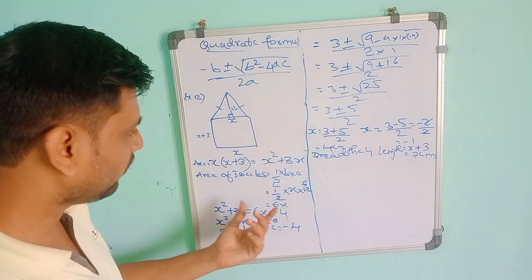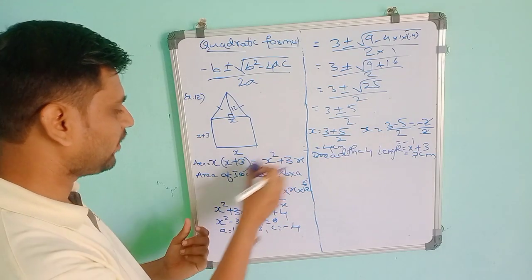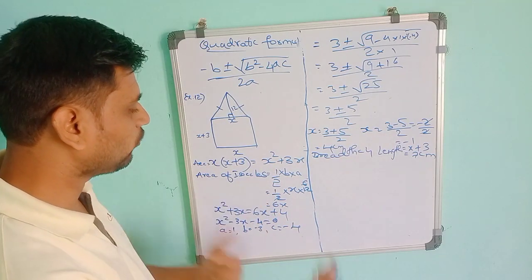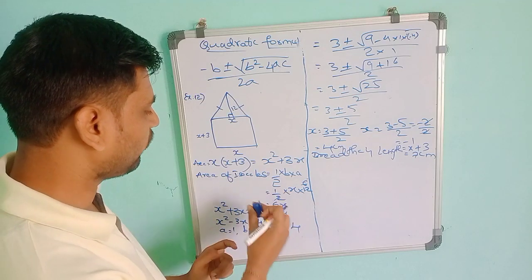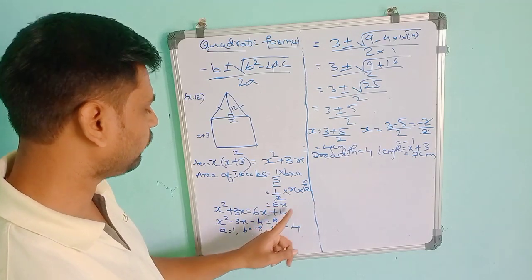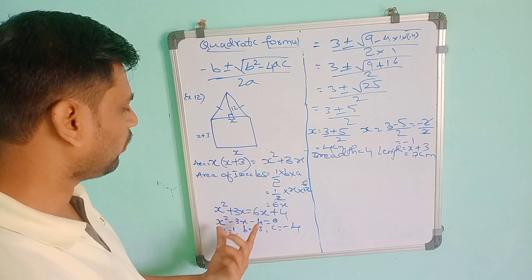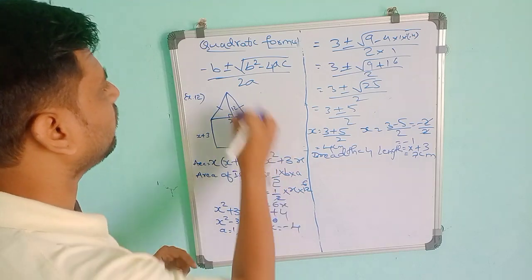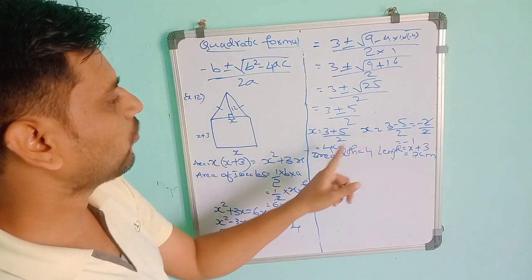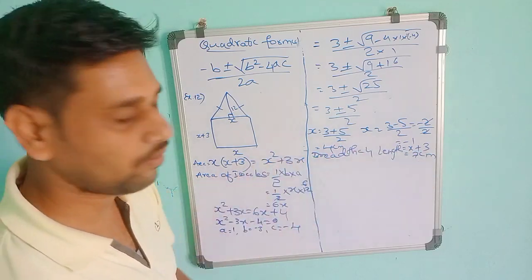And another condition they told: the area of the rectangular part, that is x square plus 3x, is 4 square meters more than the area of the isosceles triangle. So 6x is the isosceles triangle's area, plus 4. Then you have to take the quadratic equation. Then you put the values of a, b, c in the formula. Then you will get x equal to 4 centimeter and length equal to 7 centimeter.